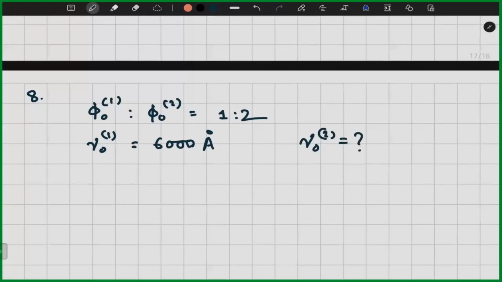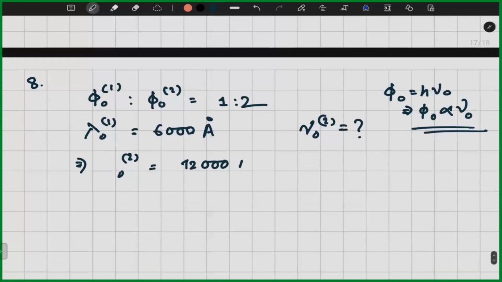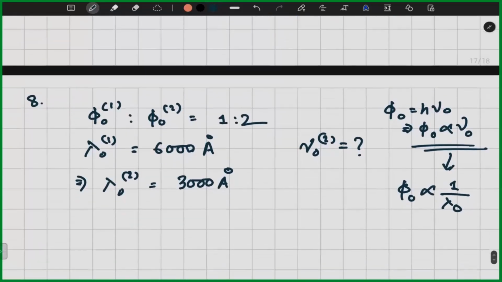I will not write anything because we know that phi 0 equals h nu 0, which means phi 0 is proportional to nu 0. So from here we can easily write, it will be 12,000 Armstrong. Okay, sorry, lambda 0 they have asked. Then only it will be the Armstrong, right? So it will be 3000. Clear? So phi 0 is proportional to 1 by lambda 0.